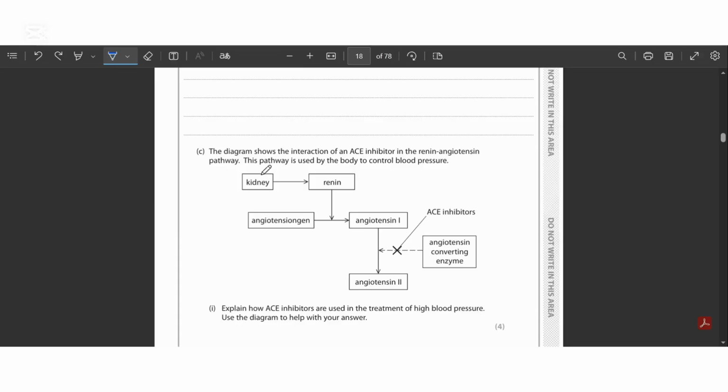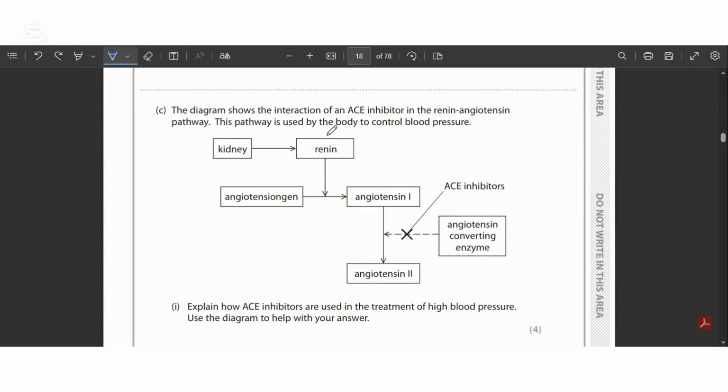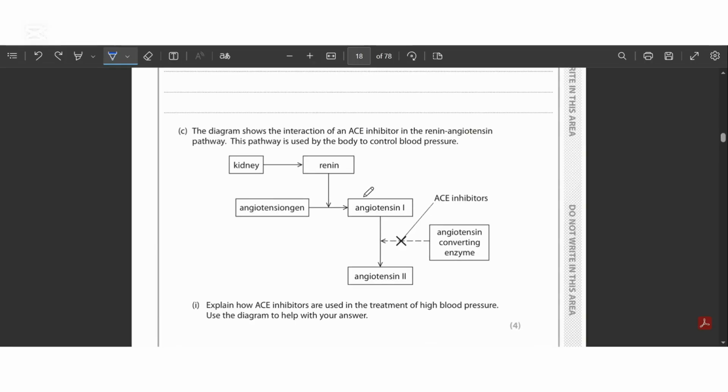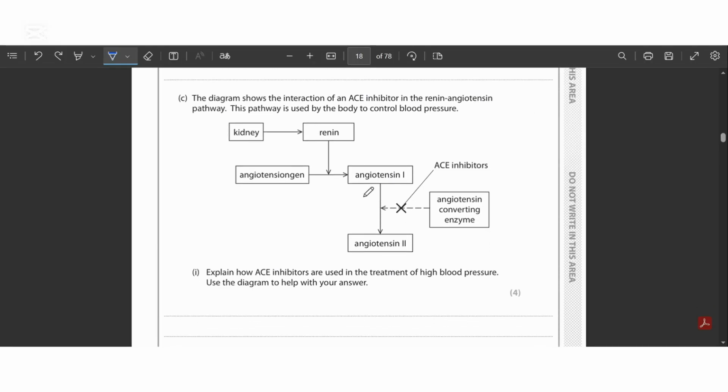Part C states that the diagram shows the interaction of an ACE inhibitor in the renin-angiotensin pathway. This pathway is used by the body to control blood pressure. All right. So here they have provided us a flow diagram. It is showing that the kidney produces renin, which is an enzyme. Renin is going to convert angiotensinogen, which is a protein, into angiotensin I.